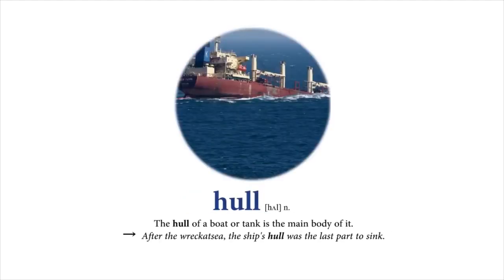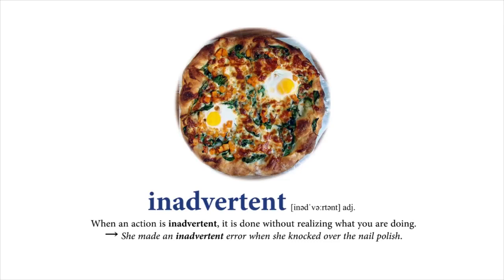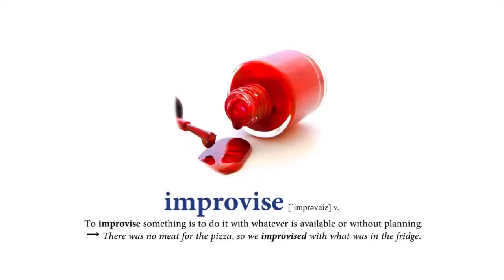Hull. The hull of a boat or tank is the main body of it. After the wreck at sea, the ship's hull was the last part to sink. Inadvertent. When an action is inadvertent, it is done without realizing what you are doing. She made an inadvertent error when she knocked over the nail polish. Improvise. To improvise something is to do it with whatever is available or without planning. There was no meat for the pizza, so we improvised with what was in the fridge.